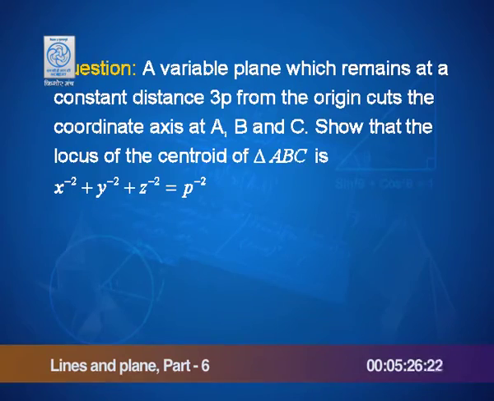Let us take a look at another question, which is an interesting one, slightly away from the usual form of the questions that you have looked at in our series. The problem says a variable plane which remains at a constant distance 3p from the origin cuts the coordinate axes at A, B and C. Show that the locus of the centroid of triangle ABC is given by this equation. This expression is nothing but, reading it as, 1 by x squared plus 1 by y squared plus 1 by z squared is equal to 1 by p squared.